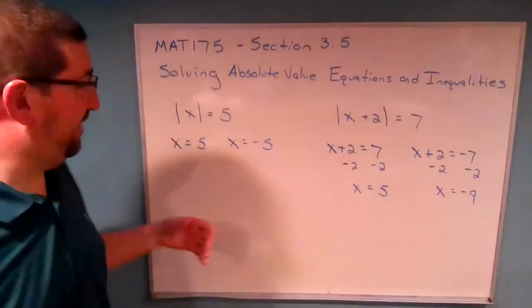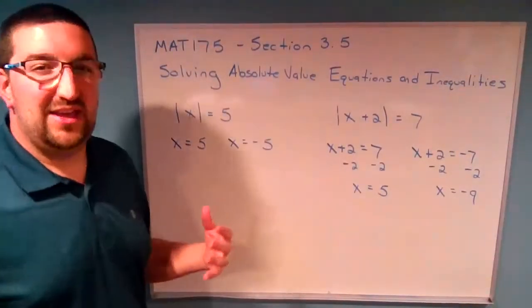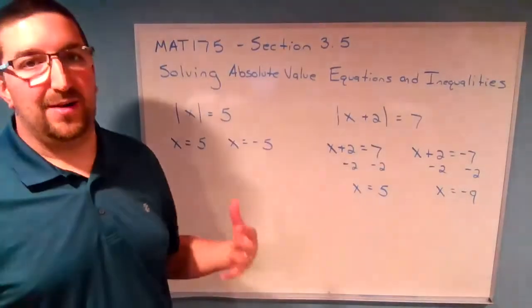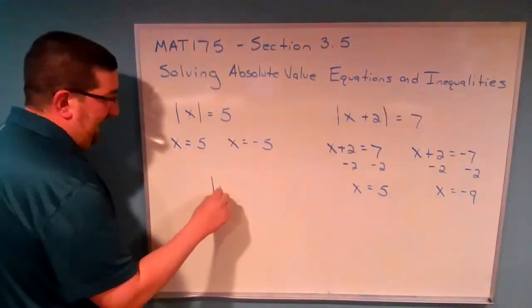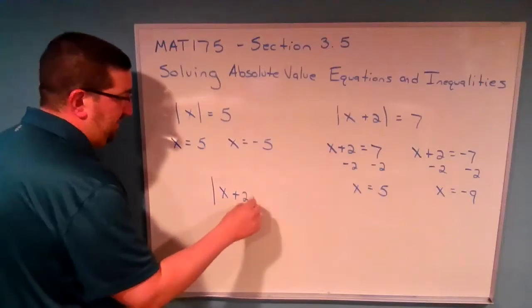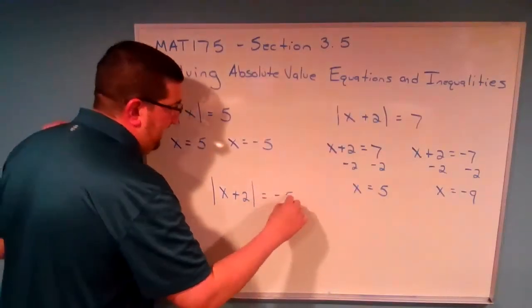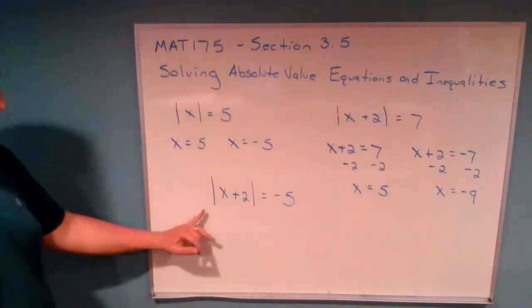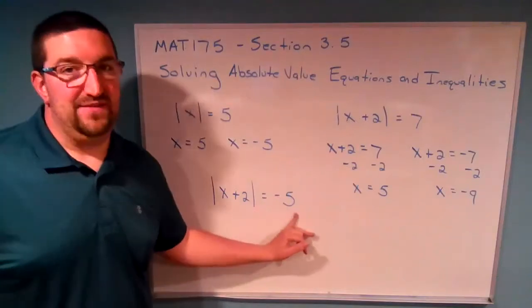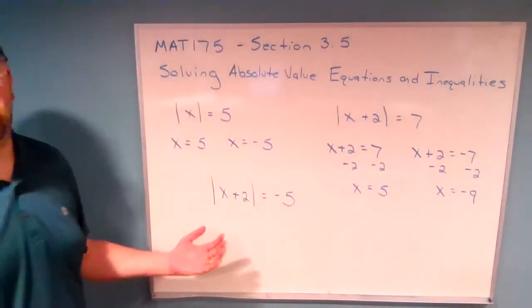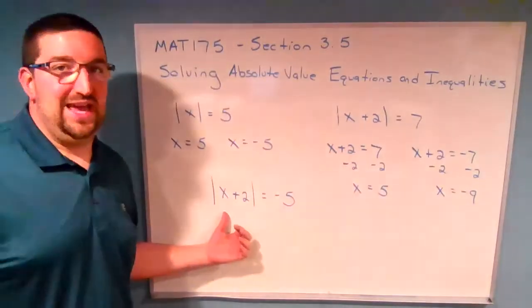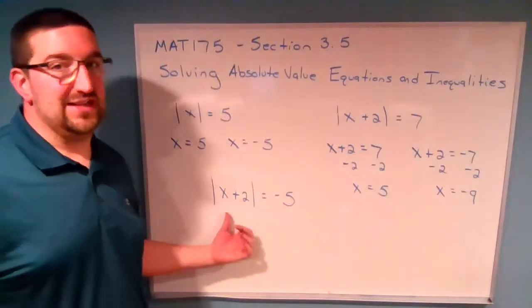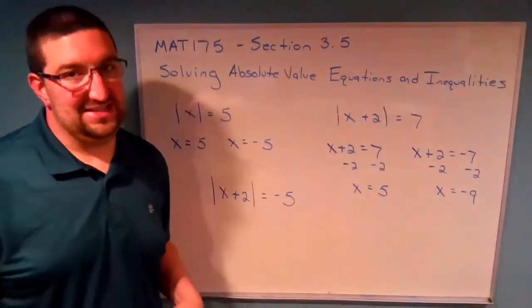I'll go one step beyond this. Something that you might see, but you have to look out for it, is if I gave you something like the absolute value of x plus 2 equals negative 5. So I have an absolute value equal to negative 5. Now the untrained eye would do the exact same thing that we did up here. The untrained eye would say x plus 2 equals negative 5 and x plus 2 equals positive 5.